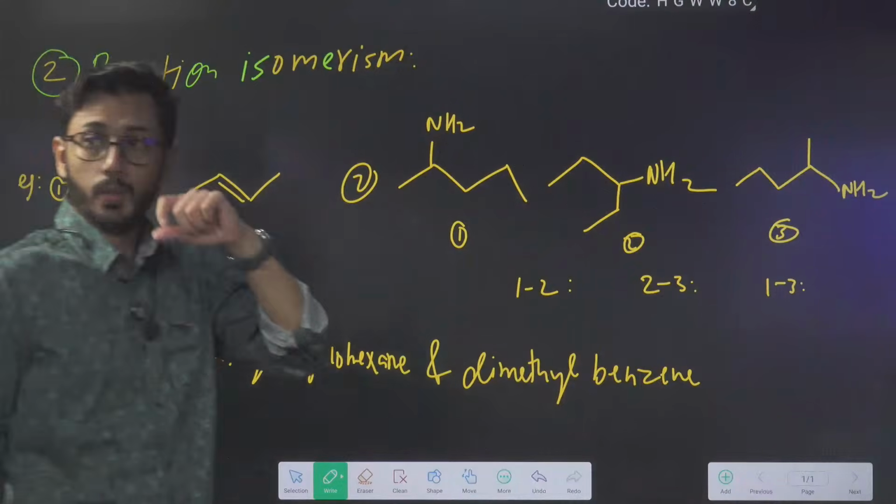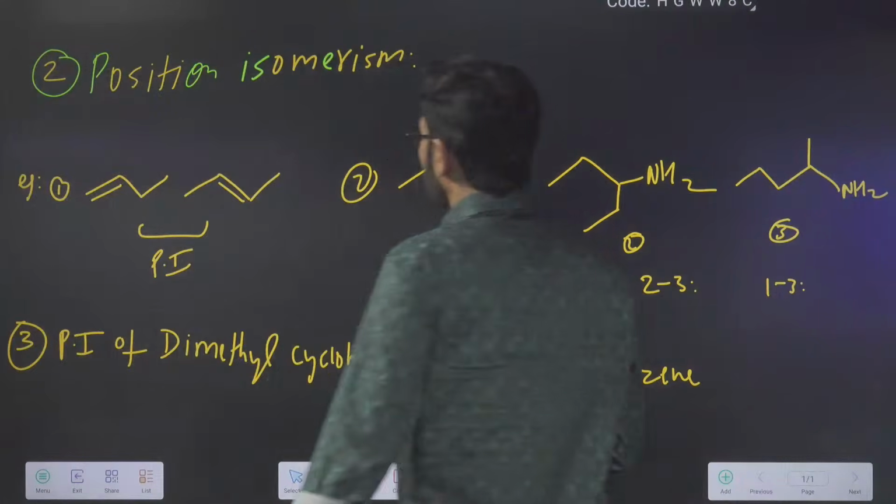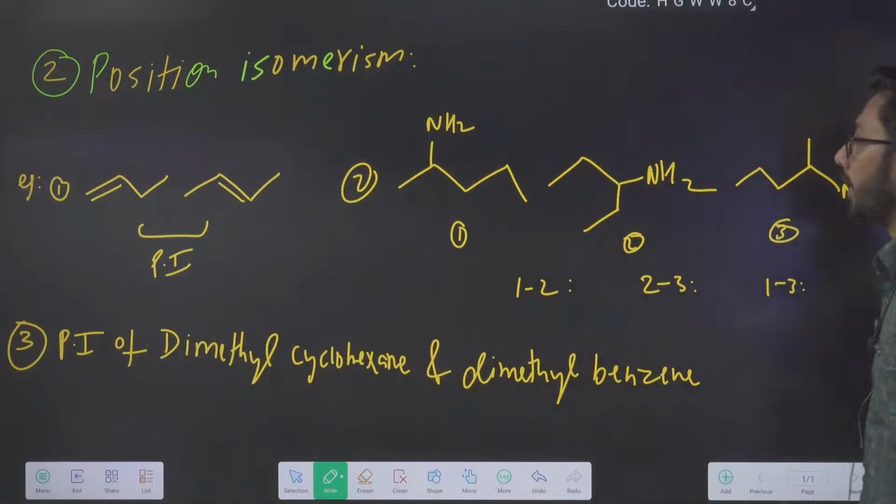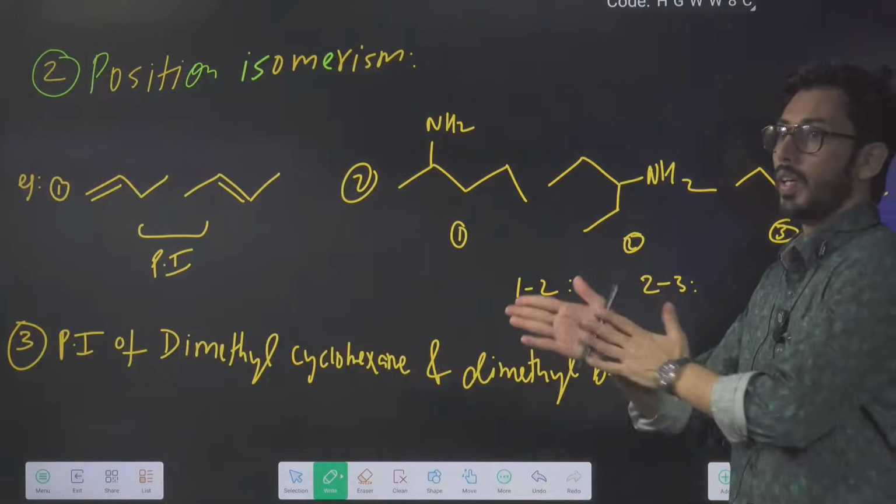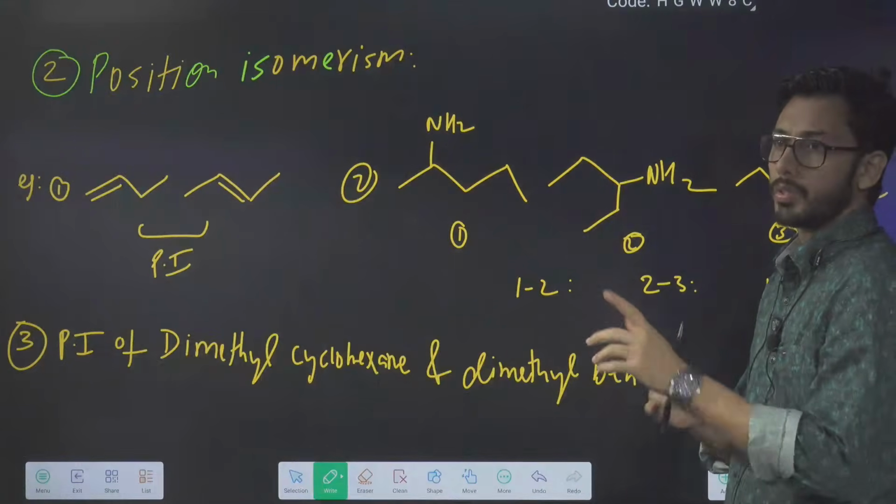Second one, think about 1 and 2, 2 and 3, 1 and 3. Okay, now second one, 1 and 2, 1 and 3, very good. The student who has said is 1 and 3.